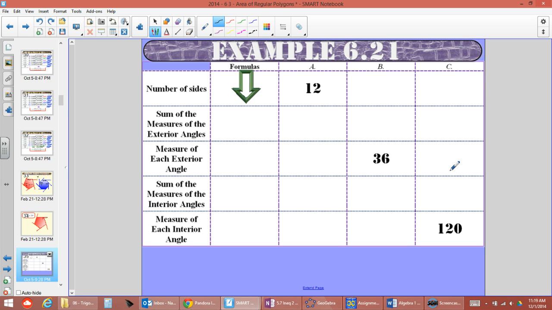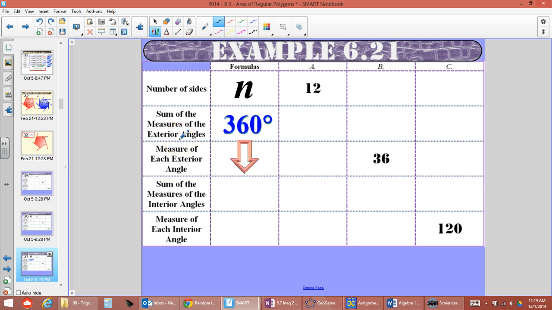So again, this is going to be a condensed version. We're going to bring all those formulas we just talked about and put them into one big spot right there. The number of sides, we call that N. The sum of the measures of the exterior angles: remember, the exterior angle theorem said they all add up to 360. The measure of each individual exterior angle is 360 divided by N.